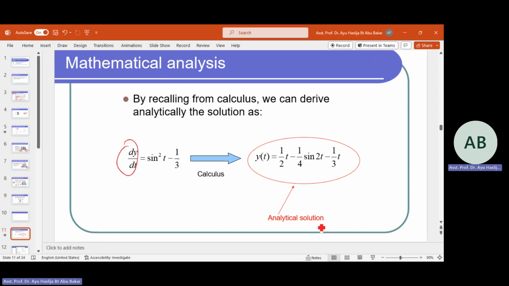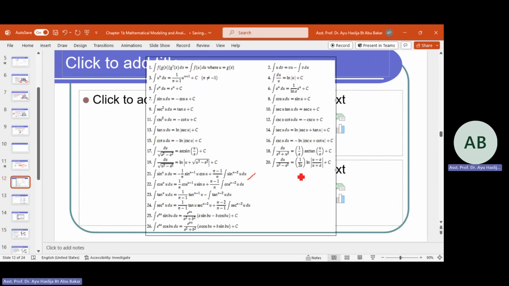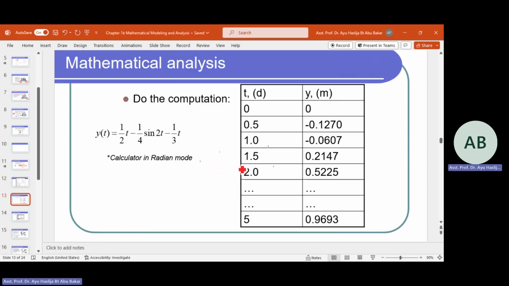Okay, from the differentiation equation, if you want to get to the y equation, what do you need to do? Integration, right? So by integration, you will get this final equation. This one, using the integration. Okay, I will not teach you how to integrate. Analytically, by integration, this is the solution. You can check the integration in the appendix. I will not teach in detail on this one.